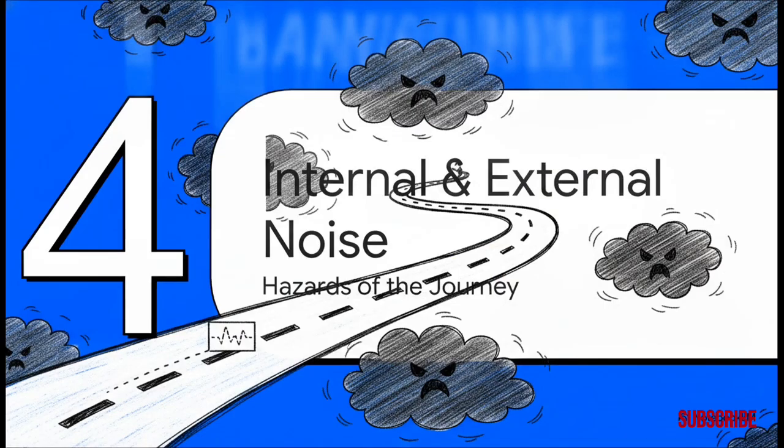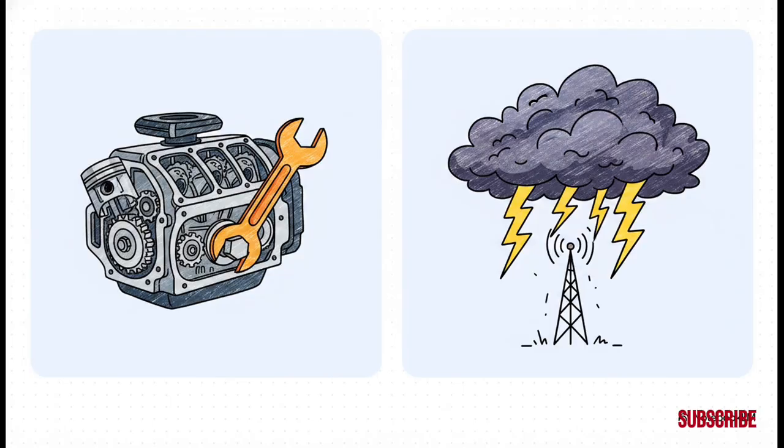Section 4, Internal and External Noise, the hazards of the journey. Now, as you might guess, the transmission journey is rarely perfectly safe. As our signal cruises down this bandwidth highway, it has to battle these villains known collectively as noise. And noise classifies into two major camps. First up is internal noise. This originates inside our own equipment.